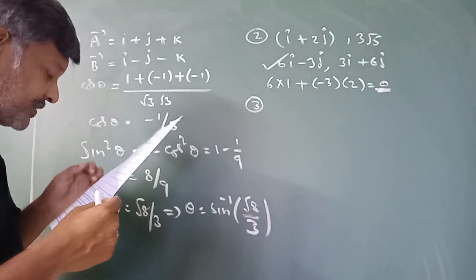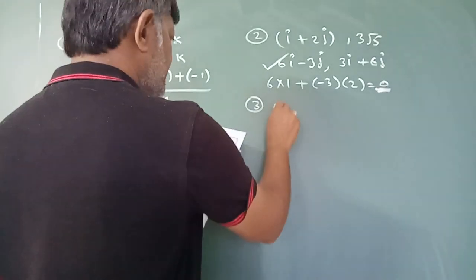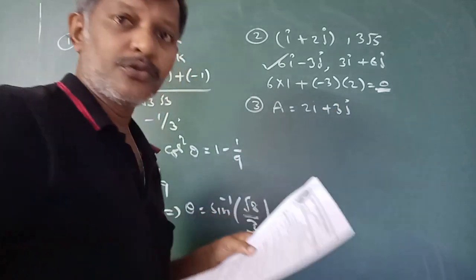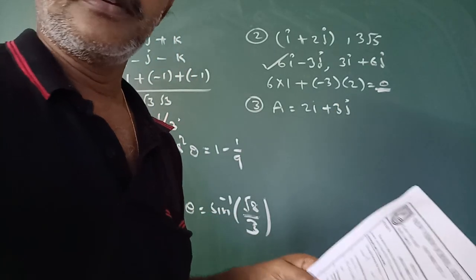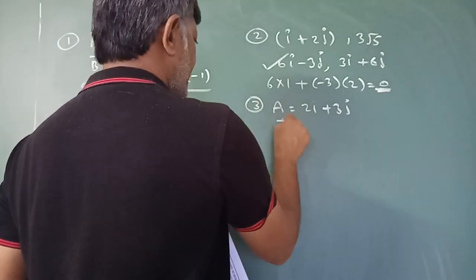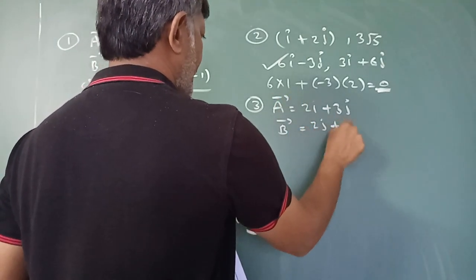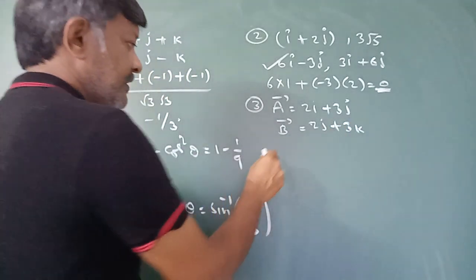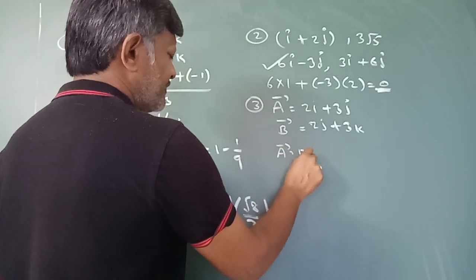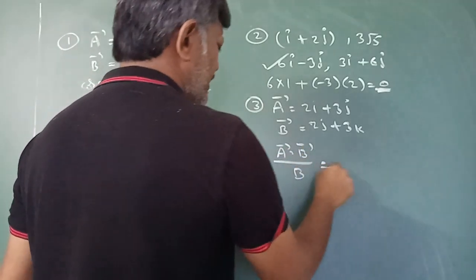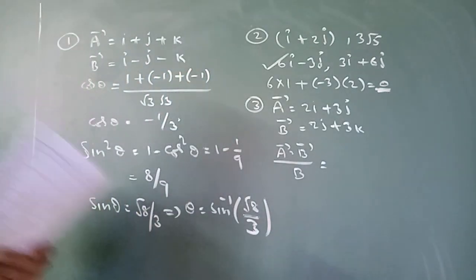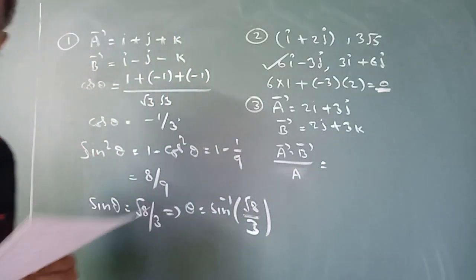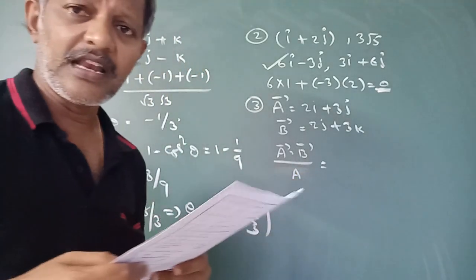Third one. A bar is 2i + 3j, B bar is 2j + 3k. Now the component of B bar along A bar: A bar dot B bar by modulus of A. Sorry, A bar dot B bar by A, the component of B bar along A bar.